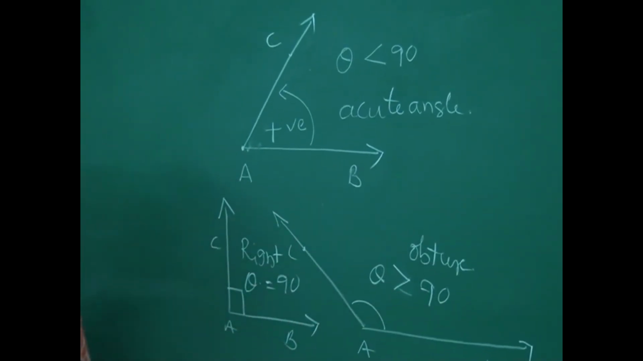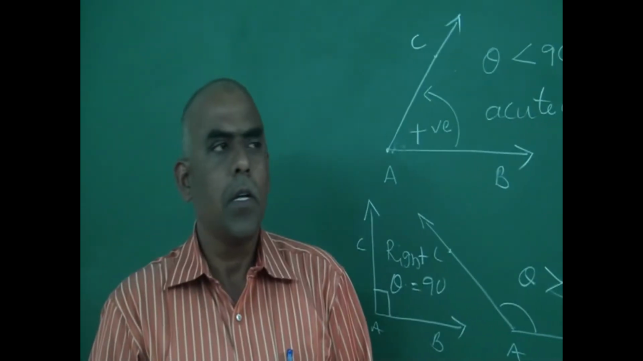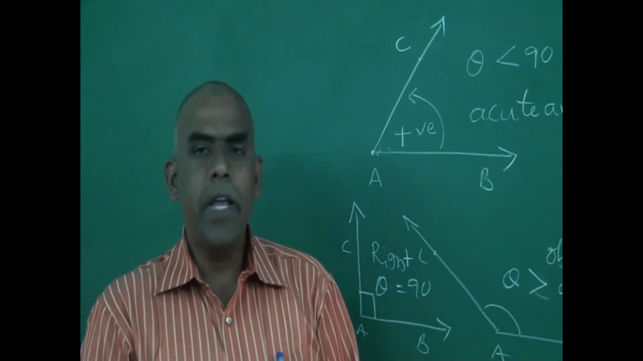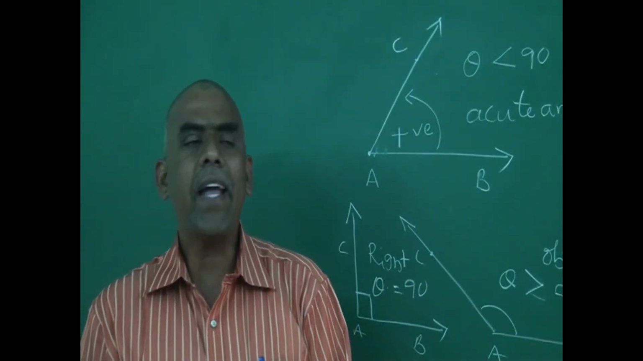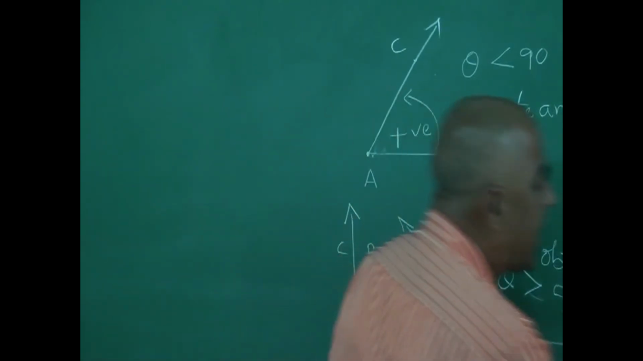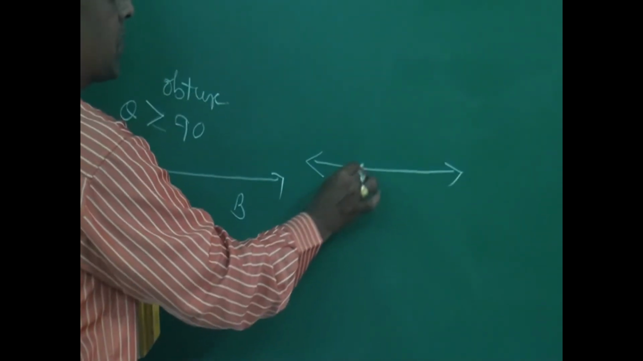If an angle is always equal to 180 degrees, it is said to be a straight angle.